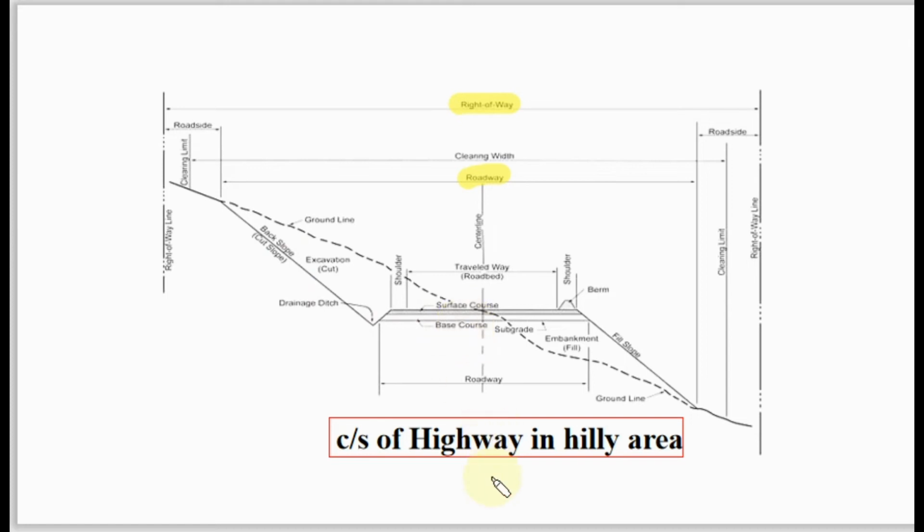If you just observe, there is a provision of a drainage ditch running along the slope of the hill. Here the water which flows from the hill is collected into the drainage ditch and is suitably drained out and not allowed to come onto the surface of the pavement. Also, the cutting and embankment, both areas are visible in the cross section of the hilly area of the pavement.